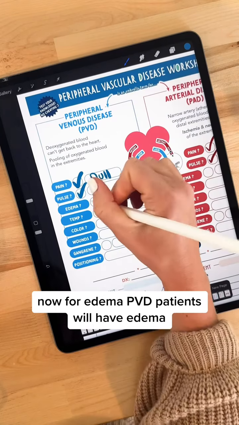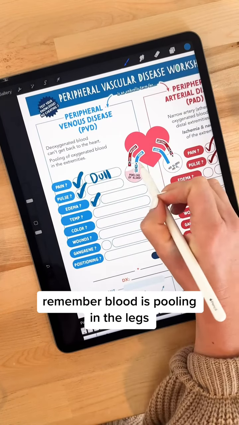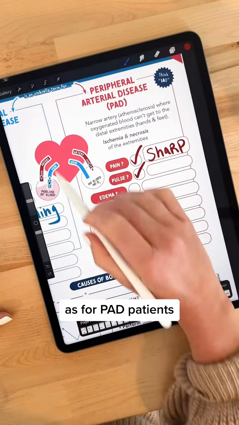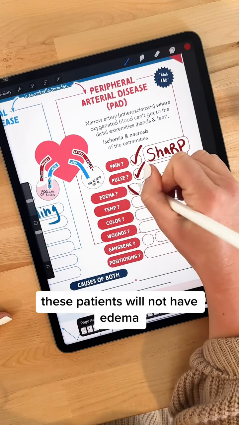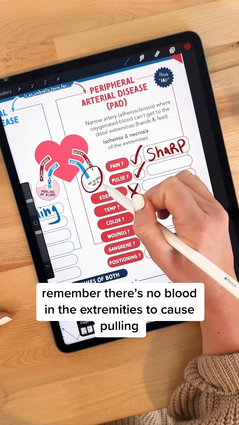Now for edema. PVD patients will have edema. Remember, blood is pooling in the legs. As for PAD patients, these patients will not have edema. Remember, there's no blood in the extremities to cause pooling.